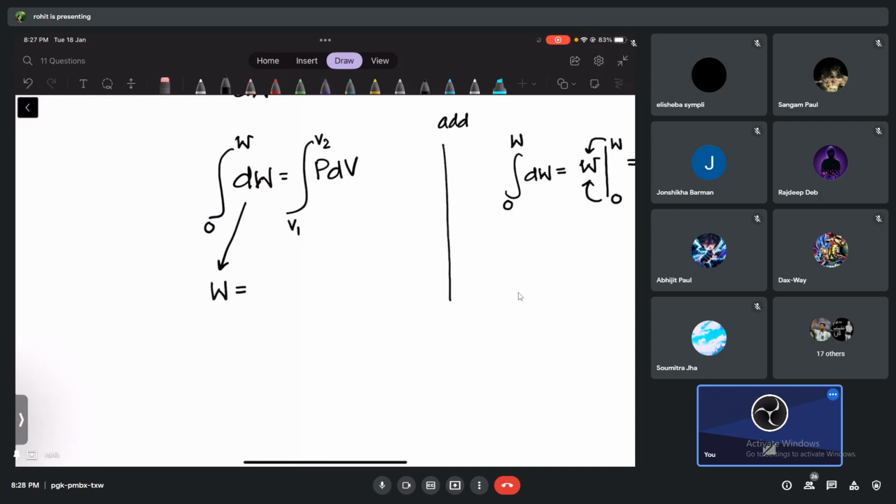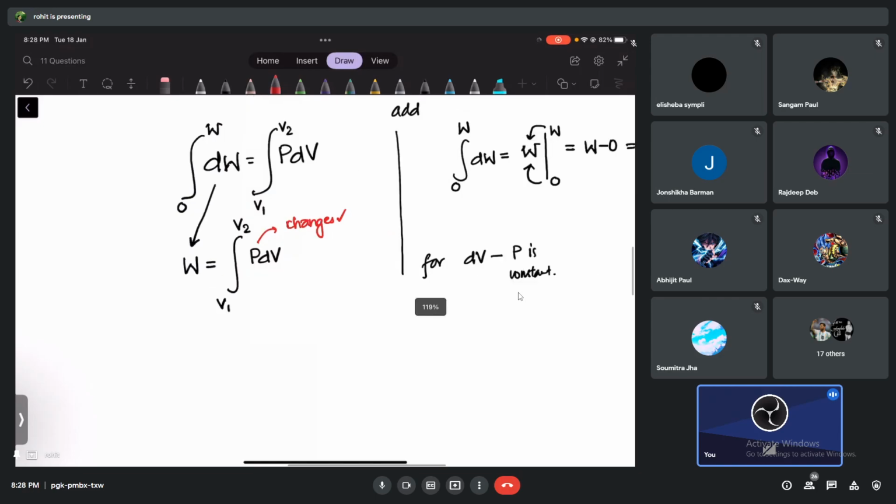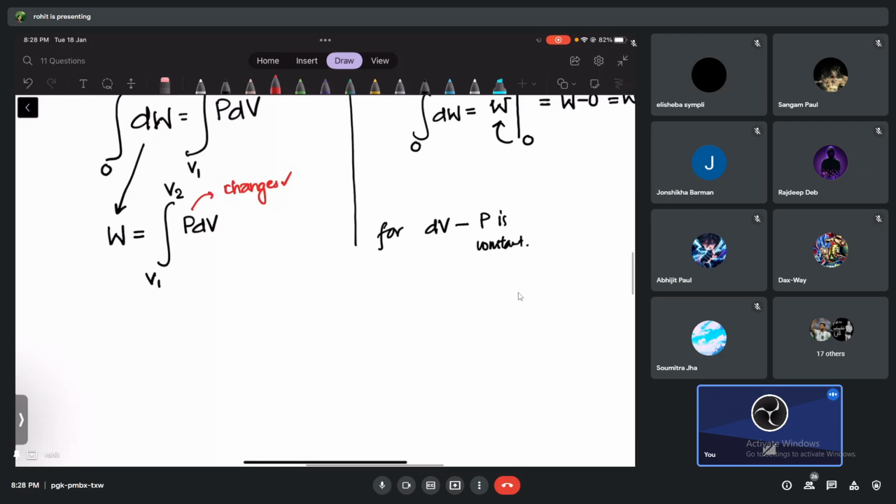Equals to, look at this right hand side now, and tell me, is your P a constant or not a constant? For dV, your P is constant. But from a volume of V1 till we reach volume V2, is your P constant or not a constant? Not a constant. It changes. And you will agree with me, I can show you how it changes. Can you tell me how it changes?